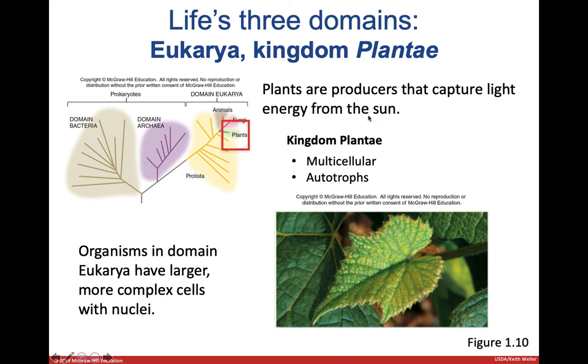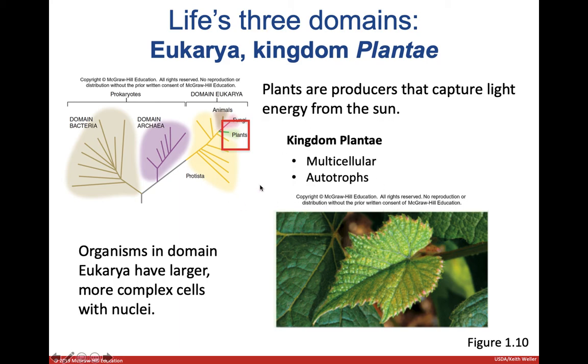And then our kingdom Plantae. These guys are going to be our producers. All plants are multicellular. There are no unicellular plants. Those are algae. And all plants are capable of producing energy via photosynthesis. They are autotrophs. Plants don't really eat their food. There are some that supplement their sources of food, nitrogen and things, like Venus flytraps, but the Venus flytraps also produce their food via photosynthesis. So all plants are capable of producing food via photosynthesis. And that's one of our key characteristics of a plant.